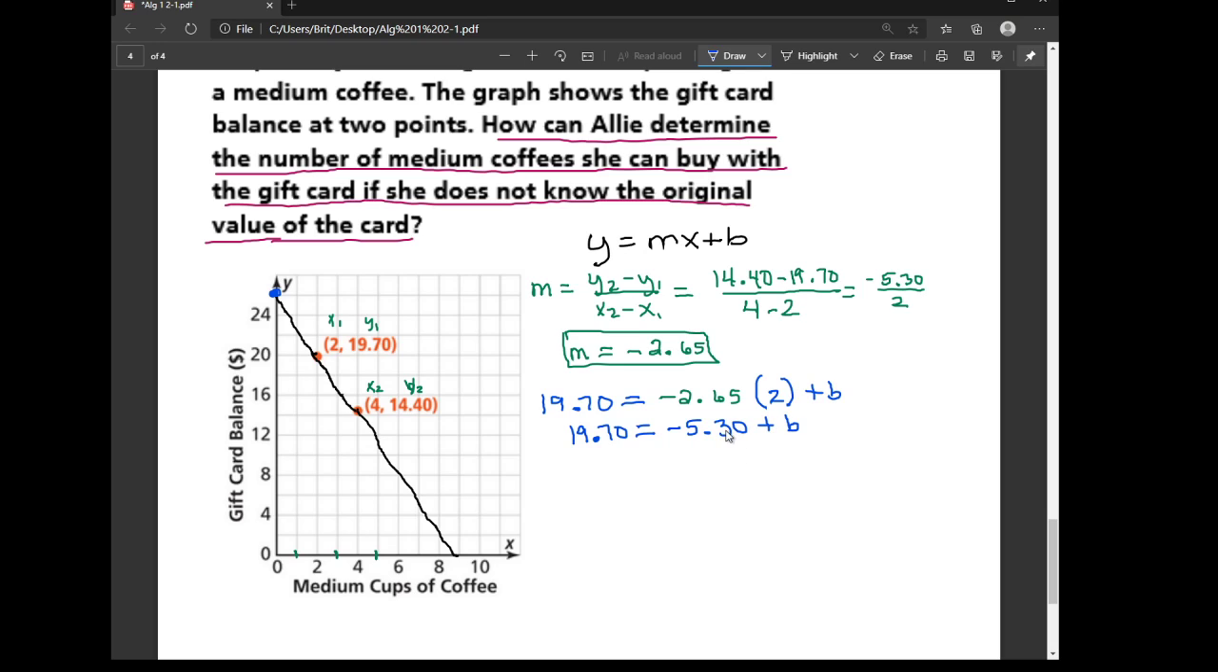Alright, and then I can go ahead and add that $5.30 back over to the left-hand side of the equation. So I'm doing 5.3 plus 19.7, and I get $25, which is what I was anticipating with my rough sketch, right? So the original balance of the gift card was 25 bucks.